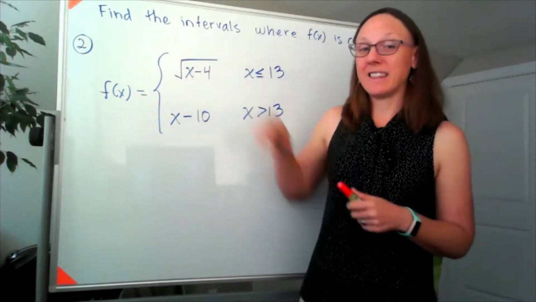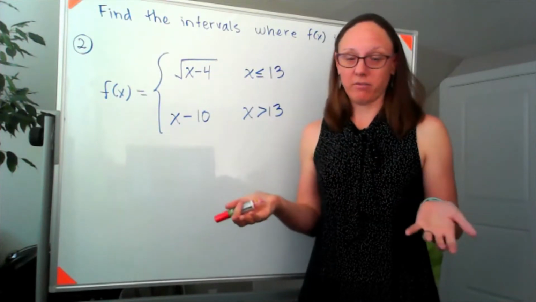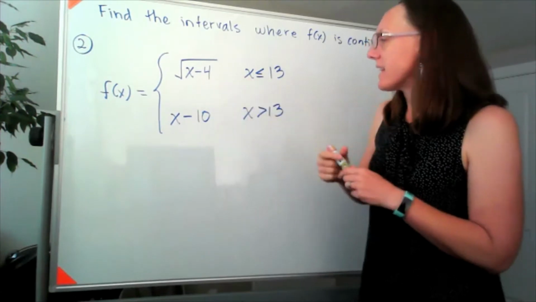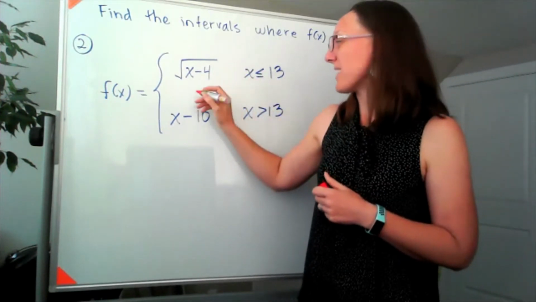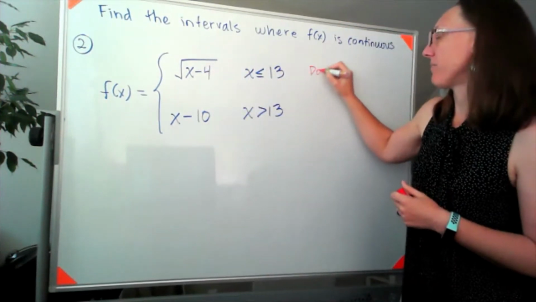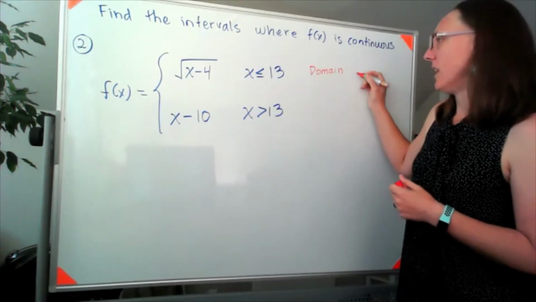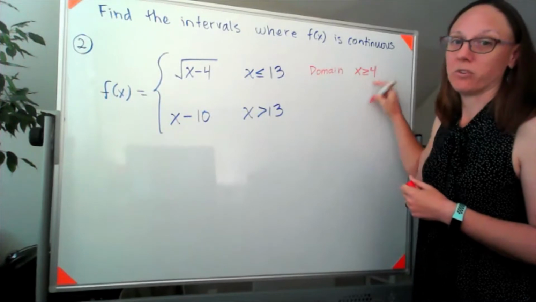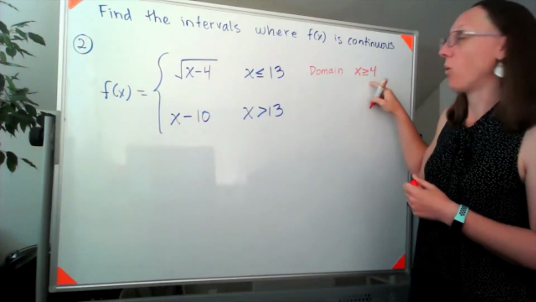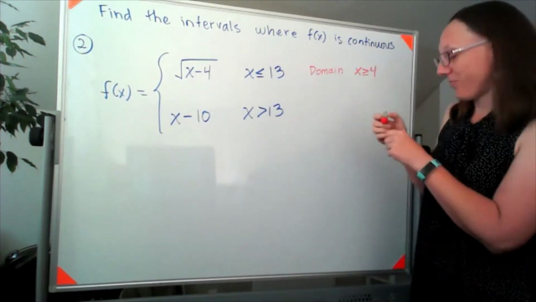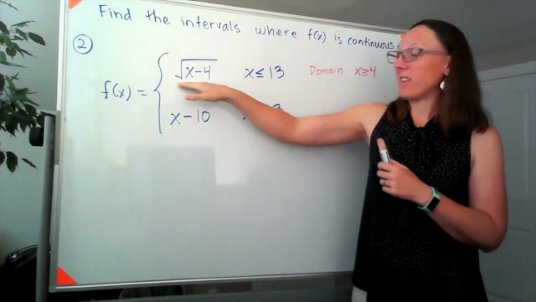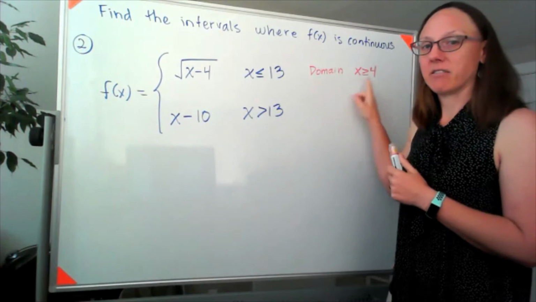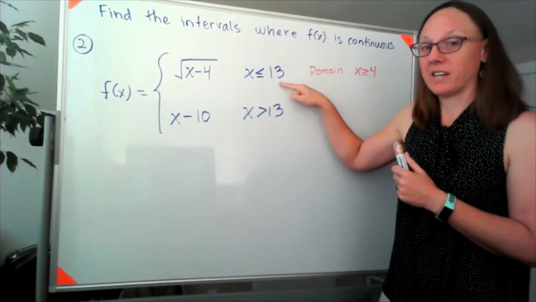So actually, this one has the most restrictive domain of any of the ones we've done so far. Domain-wise for this piece, I know that x has to be greater than or equal to 4. So I know that this piece of it is only going to be defined from 4 to 13.